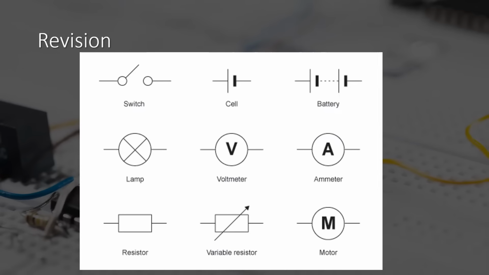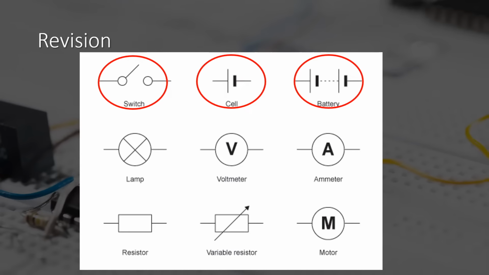Let's start off with some revision. These are the components that we use to compile a circuit, or to make a circuit. Firstly, we have a switch, which controls the current that flows through the circuit. Then we have cells and batteries, which are our power sources of the circuit.